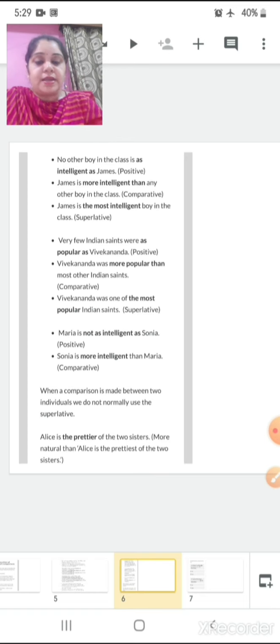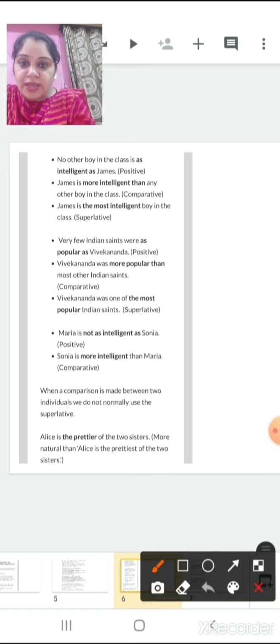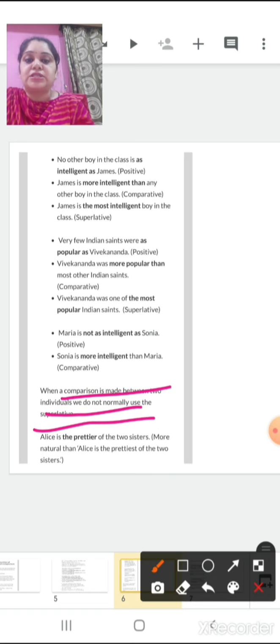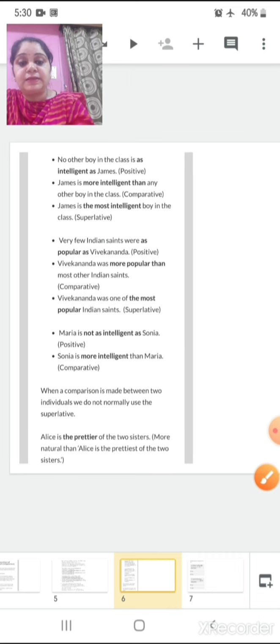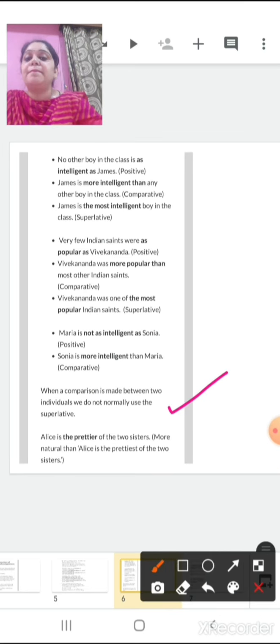Now, please note this. When a comparison is made between two individuals, we do not normally use the superlative degree. I repeat, when a comparison is made between two individuals, we do not normally use the superlative degree. For example, Alice is the prettier of the two sisters. It is more natural than saying Alice is the prettiest of the two.